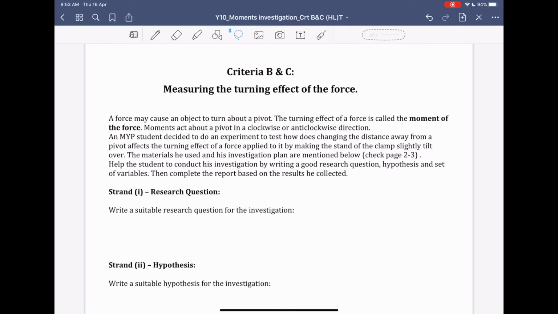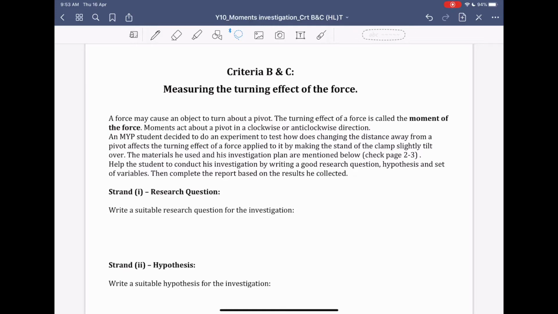We have the materials listed in this investigation. As I said previously, strand IV is given to you already: the material and the method. We need the student to conduct the investigation and write a good research question, hypothesis, and variables, and then we will interpret all the results and data collected.